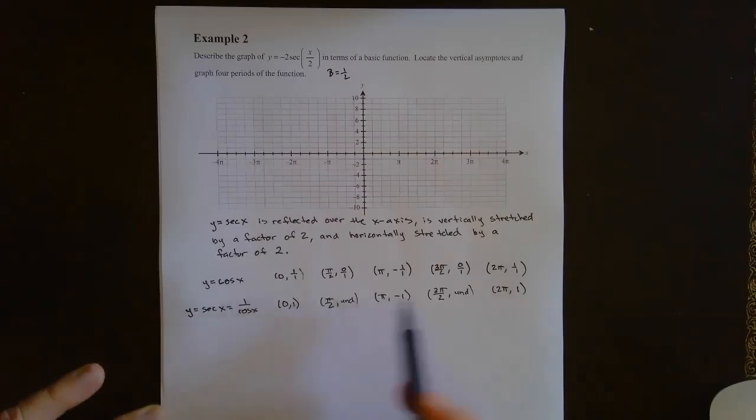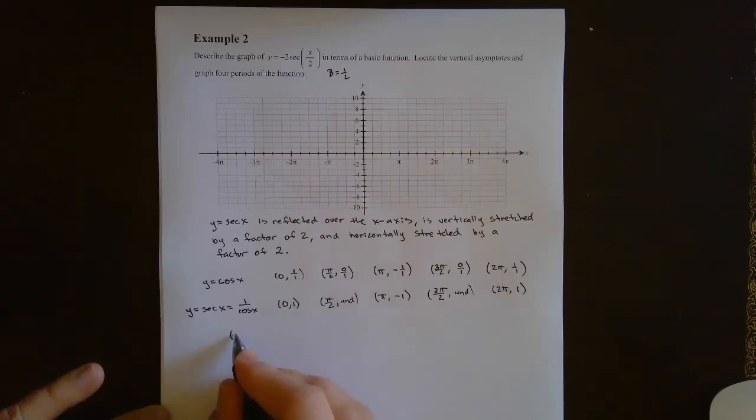Anytime cosine is 0, you're going to get a vertical asymptote there. So that's at pi over 2 and also at 3 pi over 2. Everything else is the same. All right, so now what happens under this transformation? We have x and y coordinates for secant x.